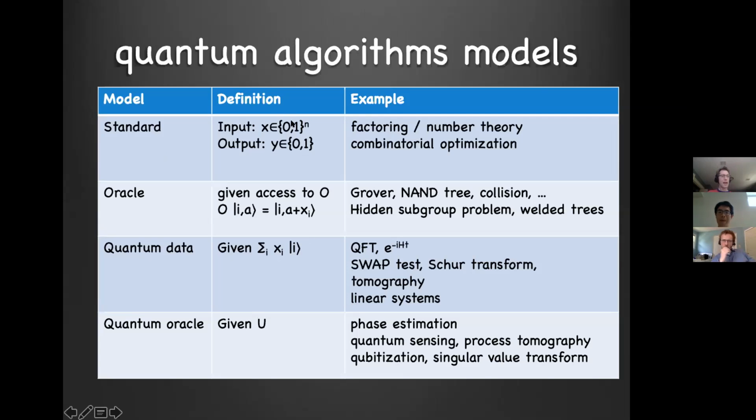So that's the standard input model: you have a reasonable size input, so you get the whole thing either on tape or somehow given to you, and then you give an output. Now, it's often useful to think about the oracle model instead, where instead of having the input given to you explicitly, you have implicit access to it, meaning you have a function, an oracle O, that has random access to the input data.